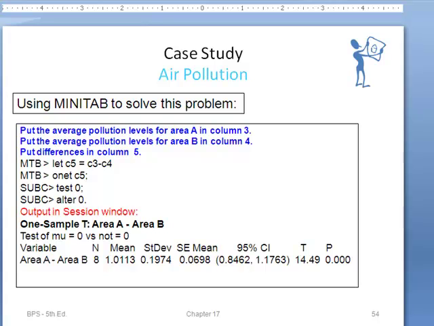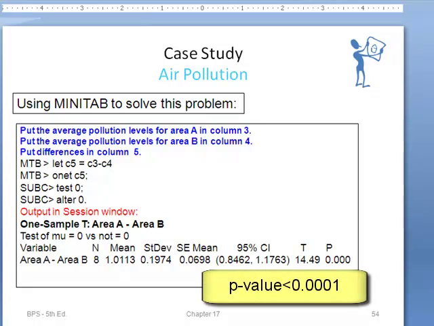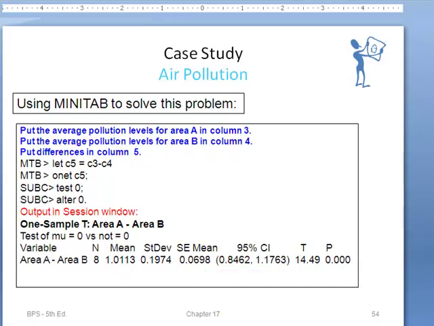And there's our output. In Minitab, you see the p-value being 0.000. That means it's virtually 0. So you would write that the p-value is less than 0.0001, which is how you would write that up in a paper.